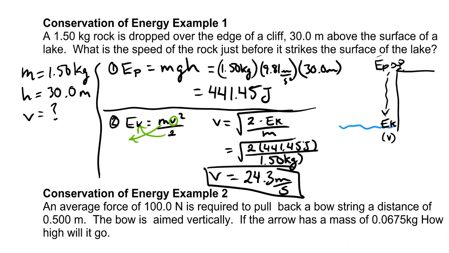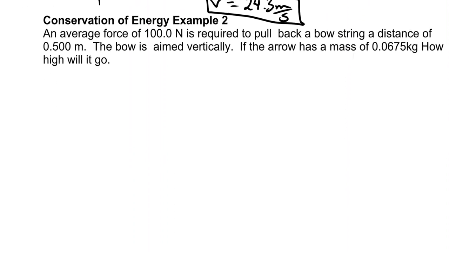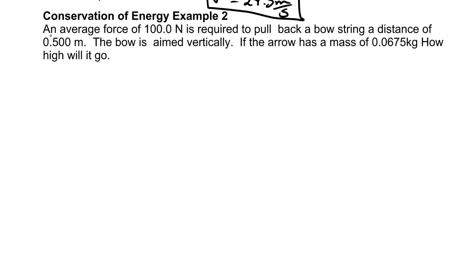We're going to do something a little bit different here. Conservation of energy, example number 2. An average force of 100 newtons is required to pull back on a bowstring a distance of 0.5 meters. The bow is aimed vertically. If the arrow has a mass of 0.0675 kilograms, how high will it go?